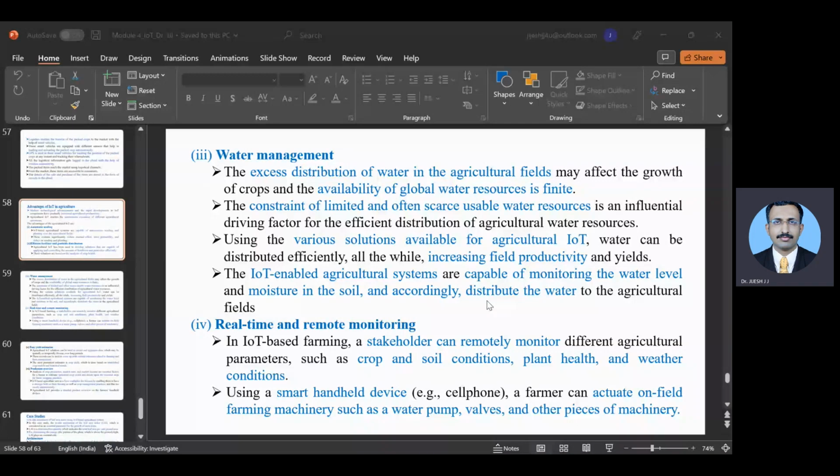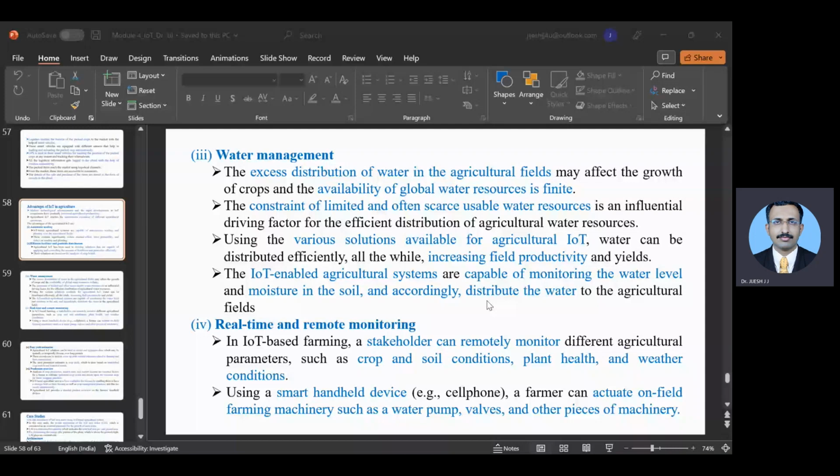Such as crop and soil condition, plant health, what the weather condition is, all those things can be monitored, using a mobile phone or smart devices, for post process.